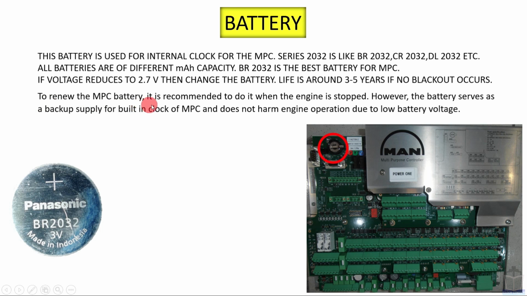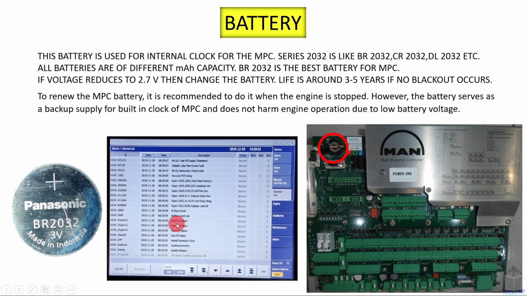To renew the MPC battery, it is recommended to do it when the engine is stopped. However, the battery serves as a backup supply for the built-in clock of the MPC and does not harm engine operation due to low battery voltage. So even though the battery voltage goes down, it is not going to harm engine operation. There is no need to panic if you get the low battery voltage alarm. Here you will find the battery voltage low alarm. This alarm is available for all MPC. When the battery potential goes down, this alarm will appear, but no need to panic. You change it whenever you get the time.